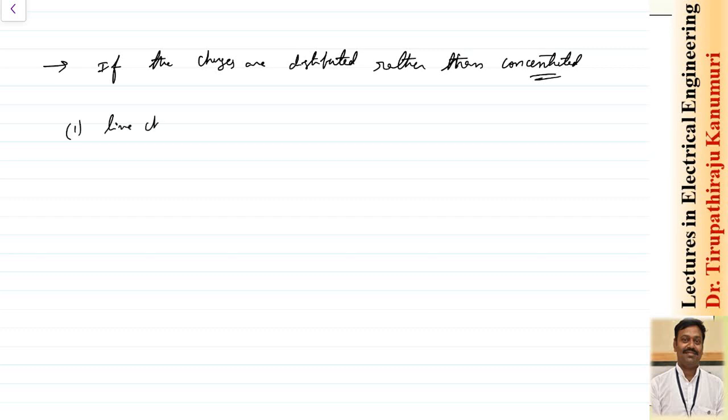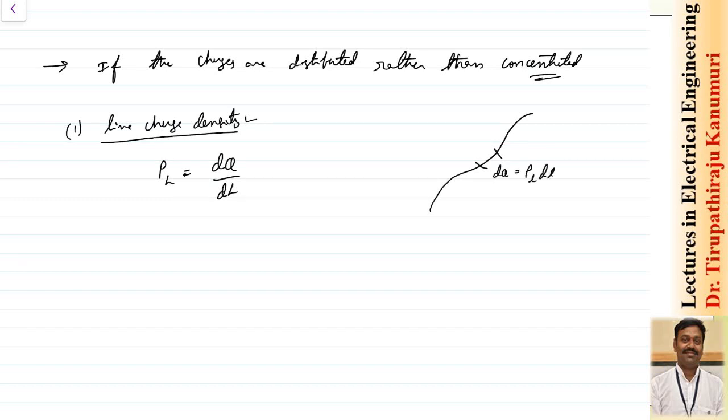The first one is the line charge density. Generally when charges are distributed, they are represented by charge densities. The line charge density is represented by rho suffix L, where L stands for line charge density, and sometimes it is also called lambda in some books. So please don't get confused, whatever notation they give, you can take it. This rho L will be equal to dq by dl. Let us take, for example, that there is a line. If you want to calculate dq at some small element of length dl, this will be equal to rho L into dl.